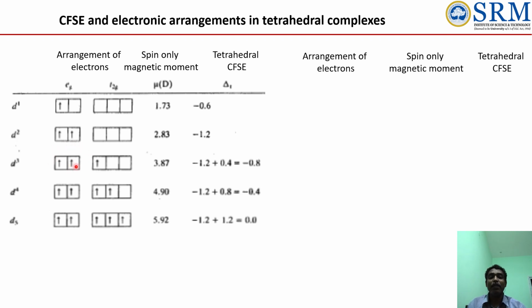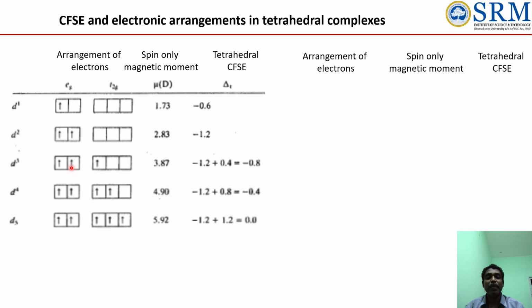For d3, instead of pairing here, the electron just goes to t2g, because the gap, delta T, the splitting of the d orbitals, is smaller. So the third electron always tends to go to t2g, irrespective of whether the ligand is stronger or weaker. Okay, this is something very, very important. With very few exceptions, all octahedral complexes form high spin complexes.